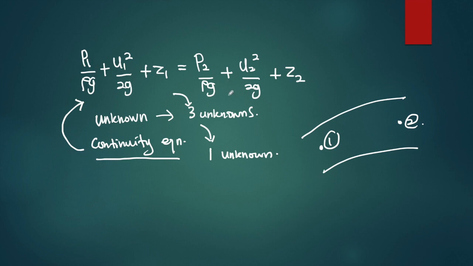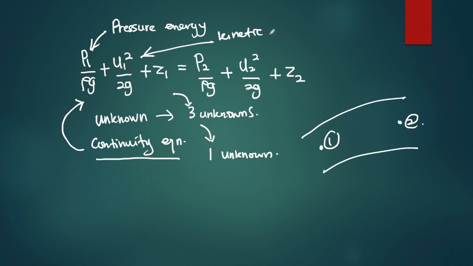So as we can see here in this Bernoulli's equation, we have three different energy terms. The first one is pressure energy. The second term here is kinetic energy. And the last term, Z, I wrote it here, Z is for potential energy. So we have these three different types of energy in Bernoulli's equation. Okay, let's take a look at them one by one.